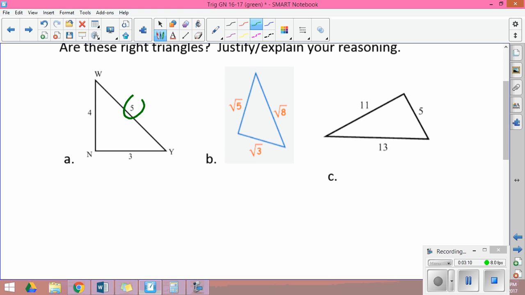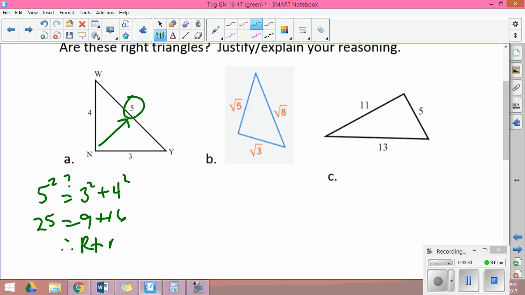So the longest side is 5. If this is going to be a right triangle, 5 would have to be my hypotenuse. So let's check. If I square 5, will that be equal to 3 squared plus 4 squared? Is 25 equal to 9 plus 16? Yes. Therefore, right triangle, because this is a true statement.